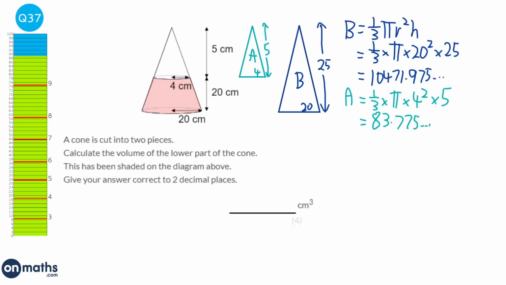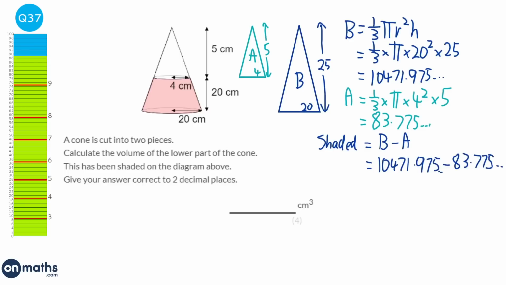83.775, blah, blah, blah. So to work out the shaded bit, we're just going to do the volume for B, take away the volume for A. So it's going to be 10,471.975, take away 83.775. And all those I'm going to keep in the calculator to keep the accuracy. And that gives us 10,388.199, blah, blah, blah. And to 2 decimal places, it's going to be 10,388.20.